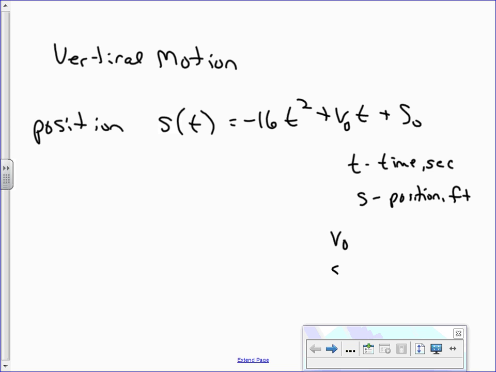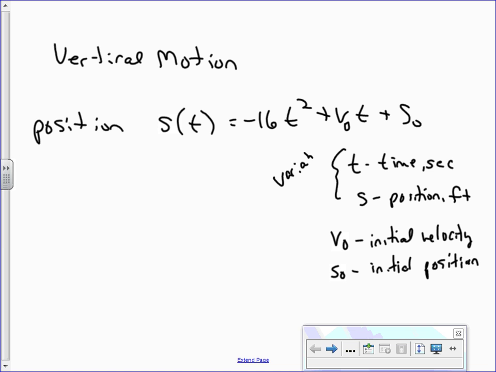And then there are these things right here with the little zeros on them. v sub 0 and s sub 0 are initial values. This is the initial velocity, and this is the initial position. These are constants. These two right here are variables, and these two are constants.